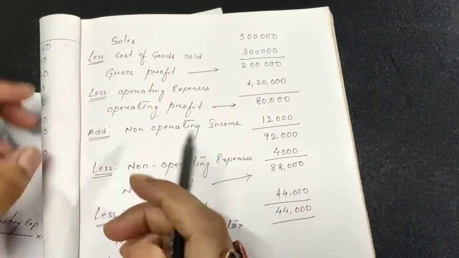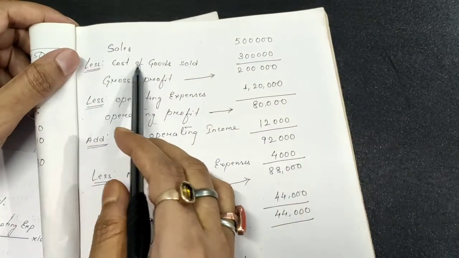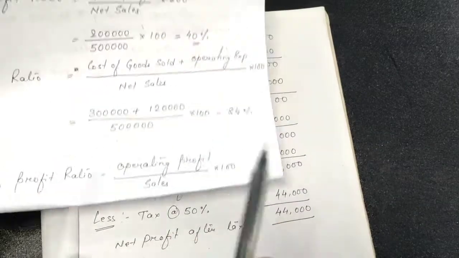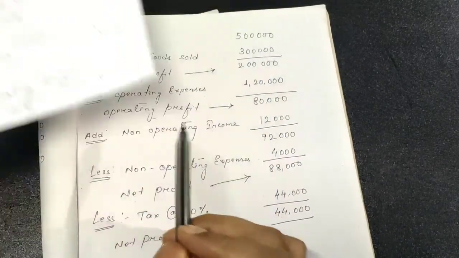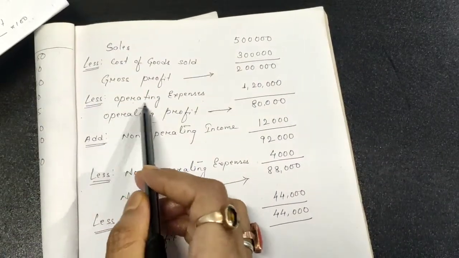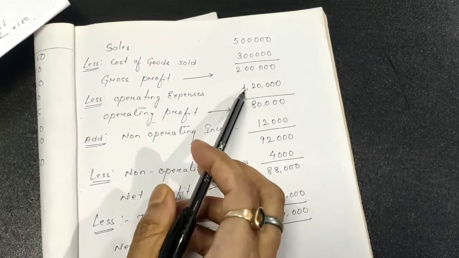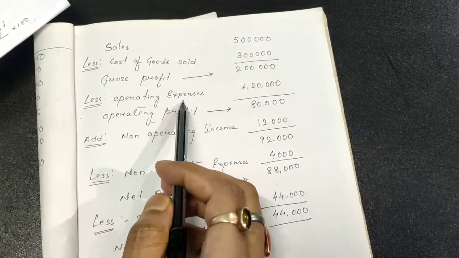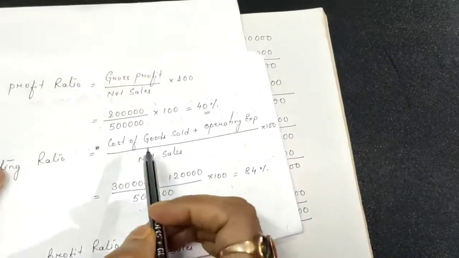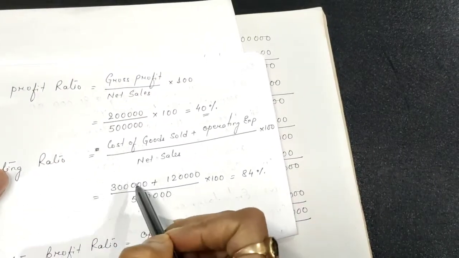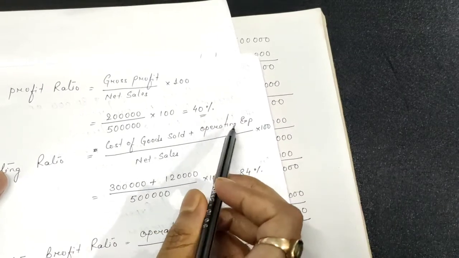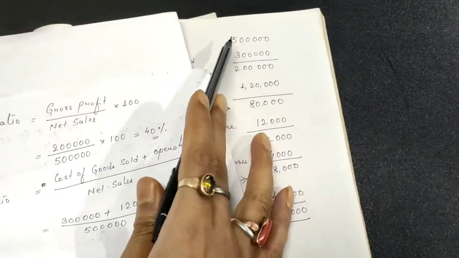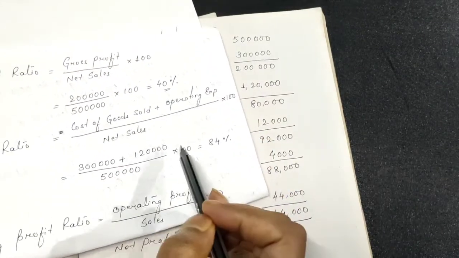Check out the question once. You see, we need cost of goods sold. It's given here, cost of goods sold amount is 3 lakh. And then what you need next is, you see here, operating expenses. Here you can see your operating expenses. So what is the amount here? 1 lakh 20. So that means cost of goods sold is 3 lakh and operating expenses 1 lakh 20. So that's what I have taken here. Cost of goods sold 3 lakh plus operating expenses 1 lakh 20 divided by net sale. Net sale is this 5 lakhs. So I wrote here 5 lakhs into 100.